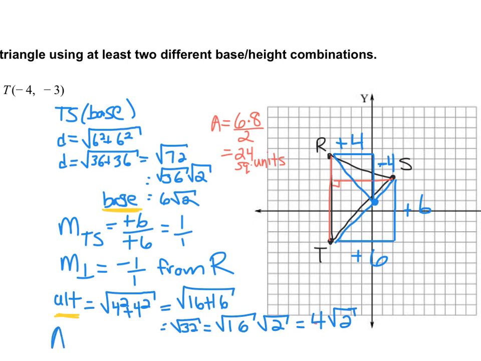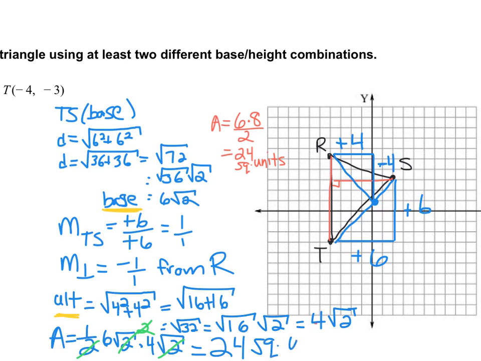So our area is 1/2 times 6 radical 2 times 4 radical 2, and as we know, these two radical 2's combine to just be 2, and then that 2 ends up canceling with the factor of 2 in the denominator of the 1/2, and so we pop back to 24 square units. How cool is that?